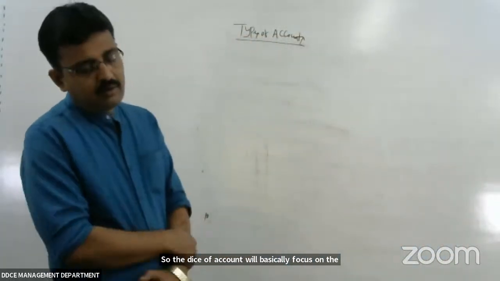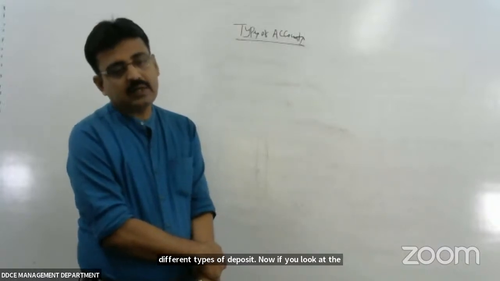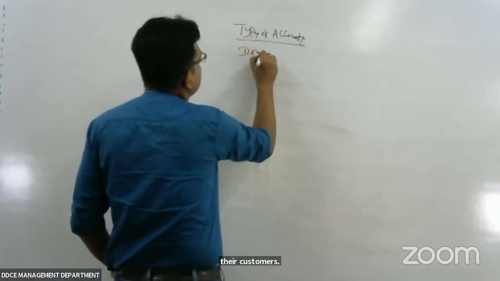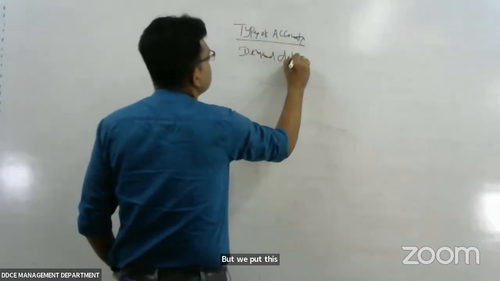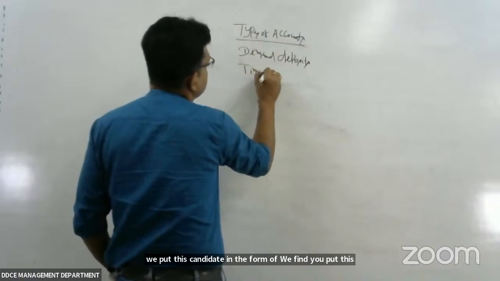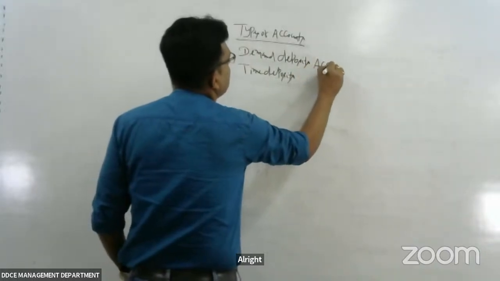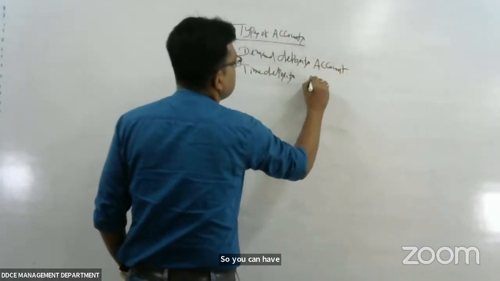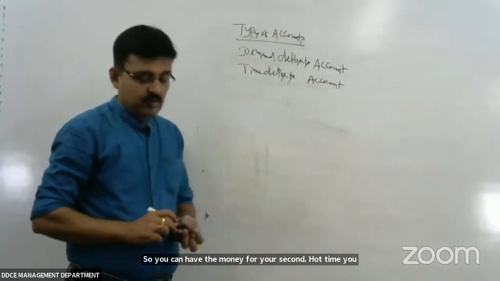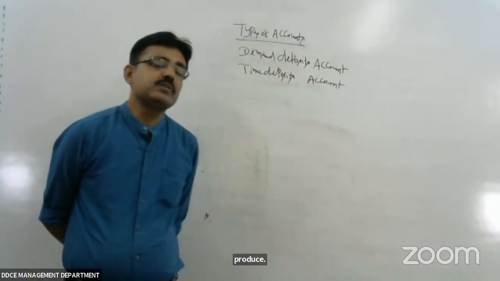Now, if you look at the types of deposits which the banks are providing to their customers, the deposits can be in the form of demand deposits and time deposits. So you can have demand deposit accounts or time deposits. What is the meaning of demand deposit, and what is the meaning of time deposit?